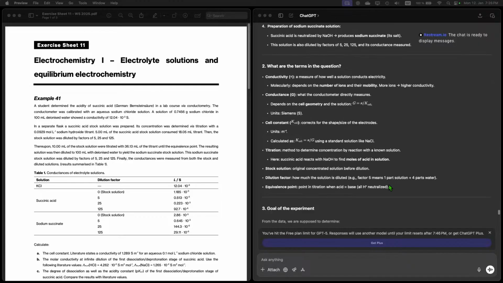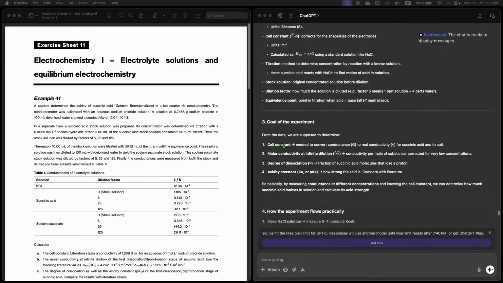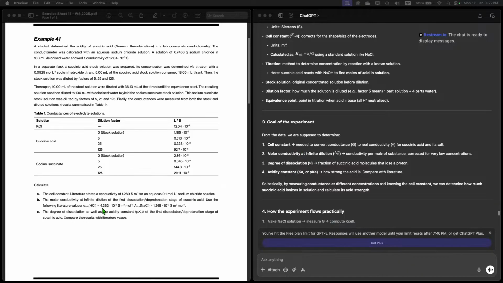So, cell constant corrects for the shape and size of the electrodes, per meter. Calculated as K cell using standard solutions like NaCl. Titration: a method to determine concentration by reaction with a known solution. Here, succinic acid reacts with NaOH to find the moles of acid in the solution. Stock solution: the original concentrated solution before dilution. Dilution factor: how much the solution is diluted. Goal of the experiment: cell constant, molar conductivity.